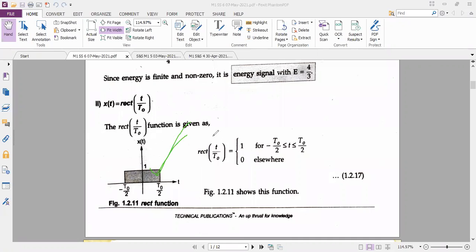Now before writing the formula of energy, let me write this question, RECT of t by T naught. What is its value? Because integrating RECT of t by T naught is not possible. I should know its value, and that value should be substituted in the integration, and then I perform the integration. That value is equal to 1, from minus T naught by 2 to plus T naught by 2. So successfully I simplified the given question according to our convenience.